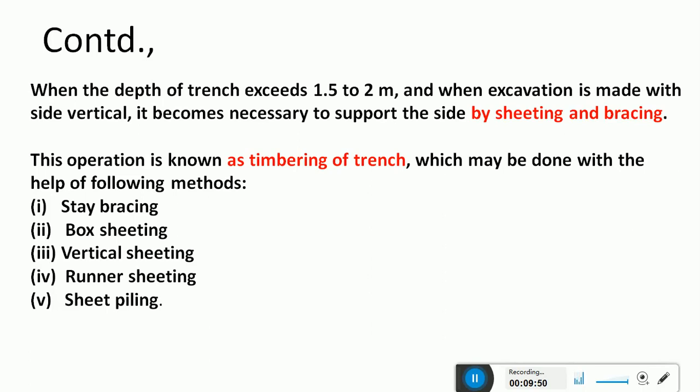There are different types of timbering, based on the type of soil and the requirements. The different types of timbering of trenches are listed here. The first one is called stay bracing, then box sheeting, the third one is vertical sheeting, runner sheeting, and sheet piling. These are the general methods of timbering.